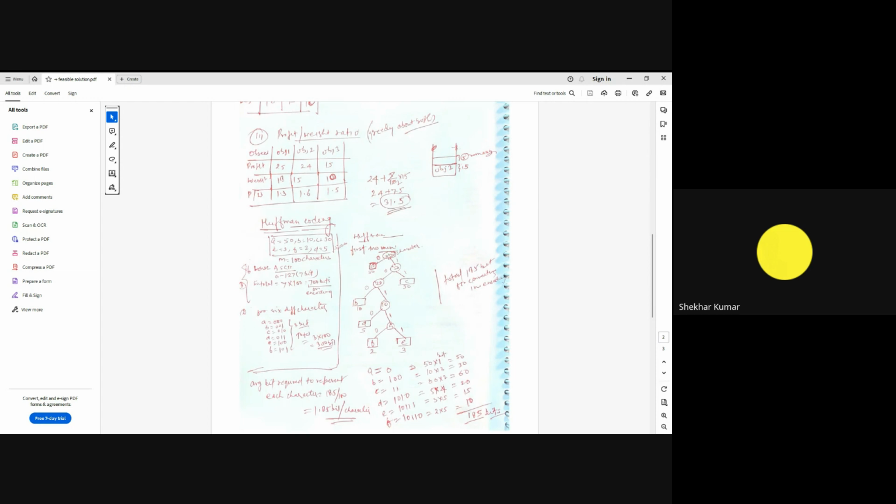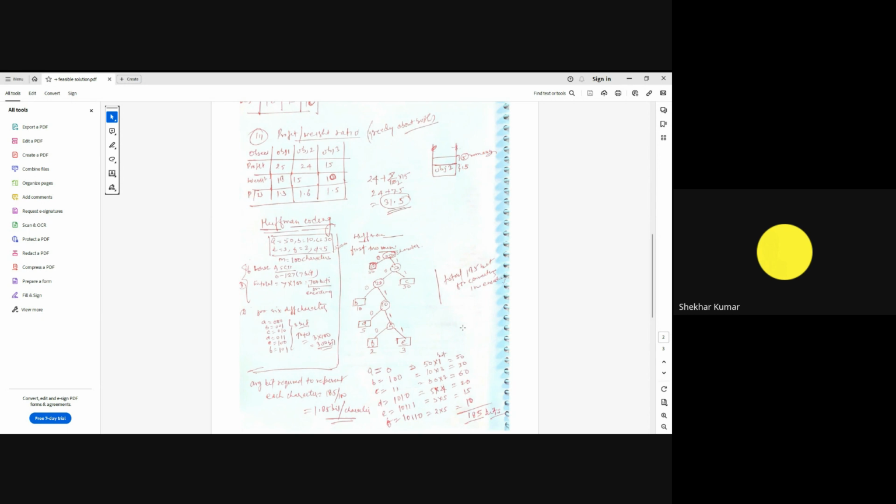Okay. Now for assigning the values, first we have to make a Huffman tree. This is your Huffman tree. Now I am traversing the Huffman tree and assigning the code to each character.